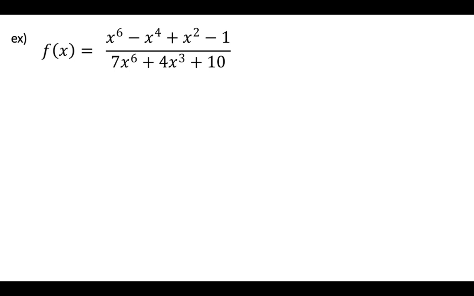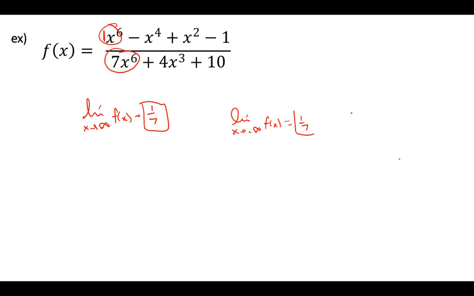All right, let's get a couple more. Here, identify the biggest powers. We've got a 6 on top and a 6 on the bottom. That means it's going to be the ratio of the leading coefficients. So we got limit as x goes to infinity. Well, this is an invisible 1, so it's just 1 over 7. Will be the same for both of them. Negative infinity as well would just be 1/7. So those are easy ones.